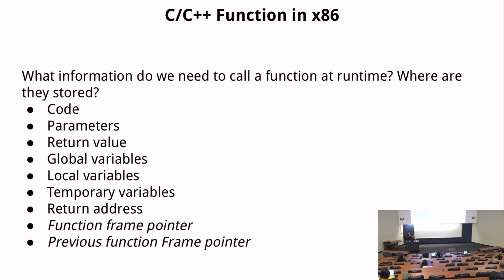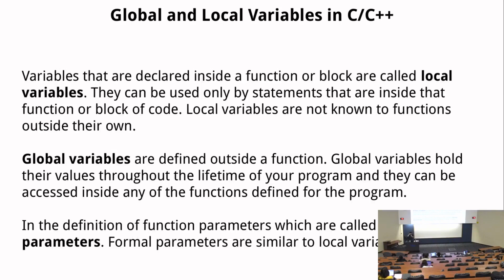Programs have global variables and local variables. Variables defined inside a function are local variables. There are temp variables. And also, at the C level, you do not really see that there are return addresses. If you call a function, eventually that function will return back to whoever called it. To achieve that, there will be function frame pointers and the previous function's frame pointers. And those need hardware support to implement.